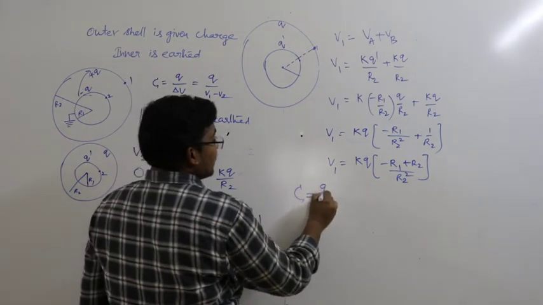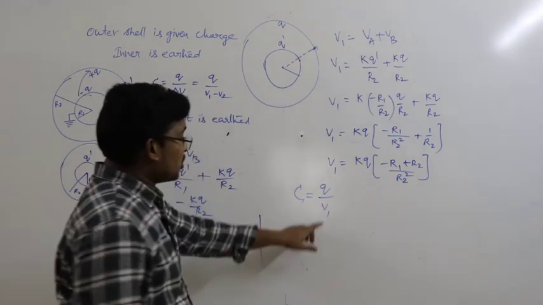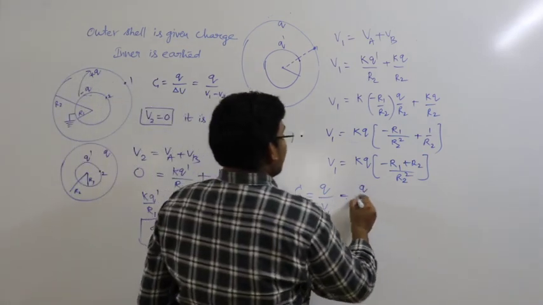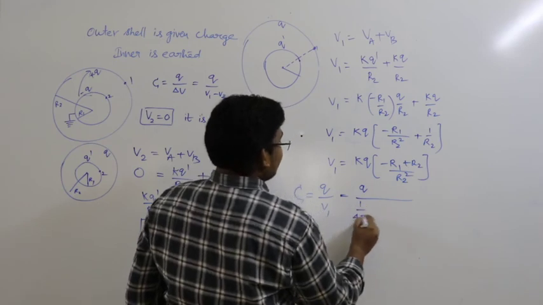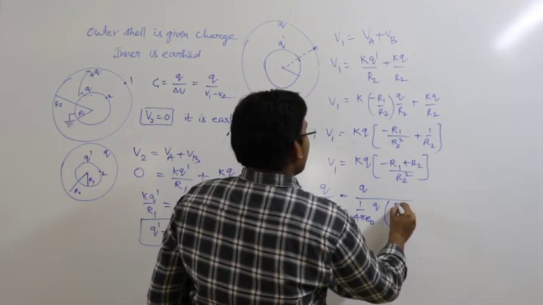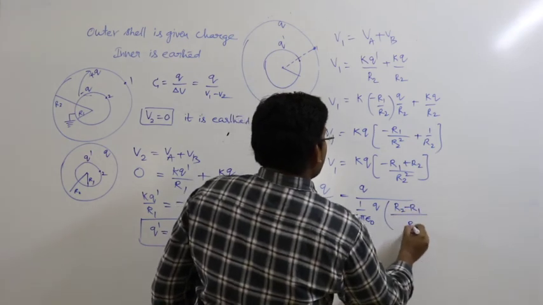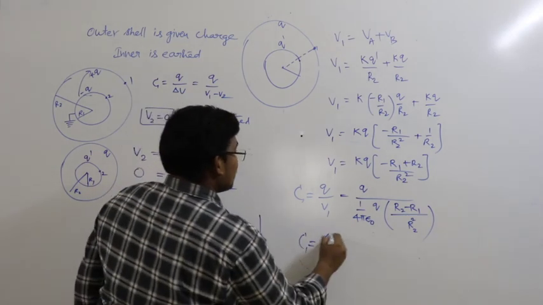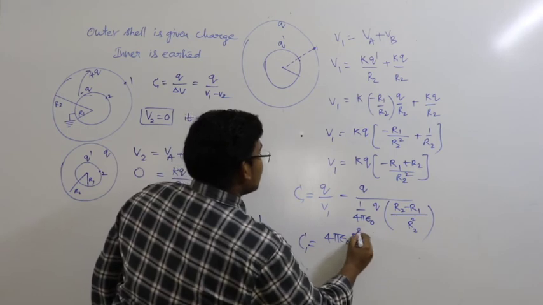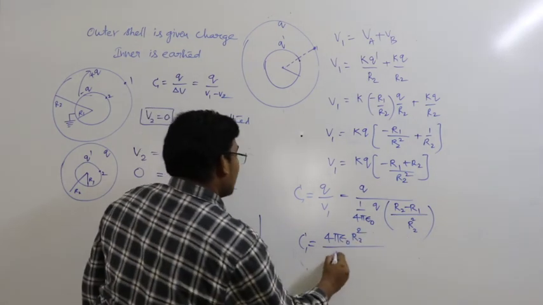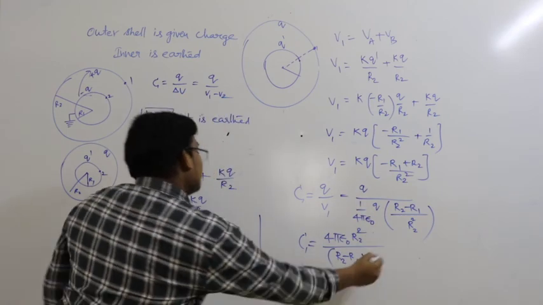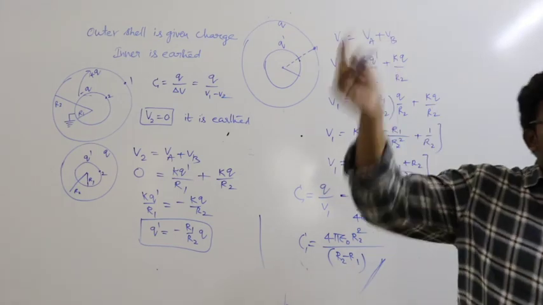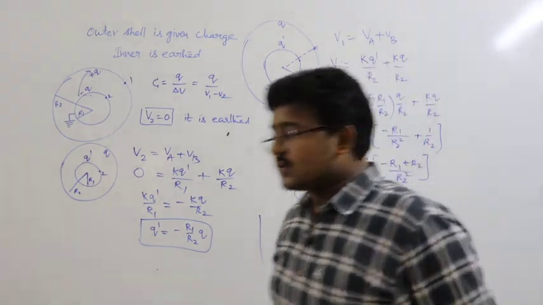Now you want to find the capacitance, charge upon voltage. Take potential V1 only, because the second surface is already at V equal to 0. So charge by this is kq, and kq is 1 by 4 pi epsilon naught q into r2 minus r1 by r2 square. So q cancels. Now the capacitance of this system will be 4 pi epsilon naught r2 square by r2 minus r1. This is the capacitance of the spherical capacitor when the inside is earthed and the outside is given a charge. This is the difference.